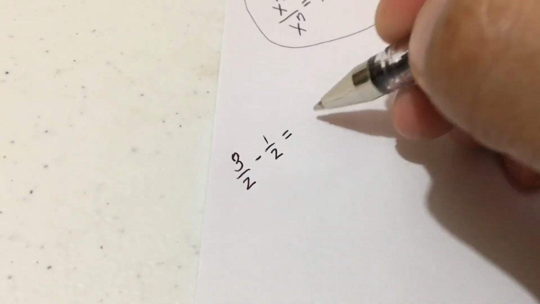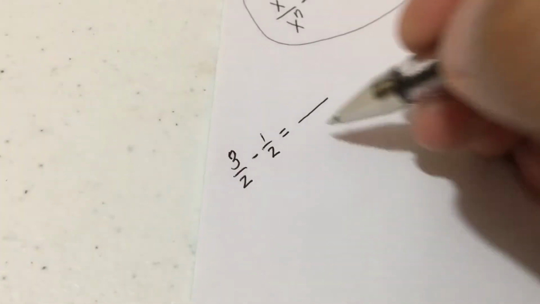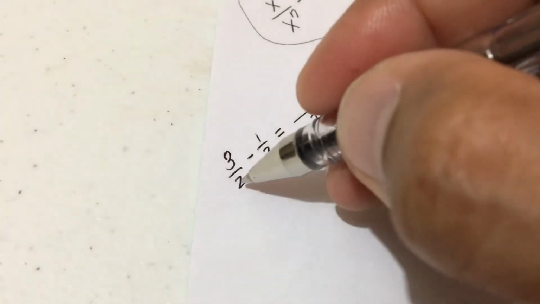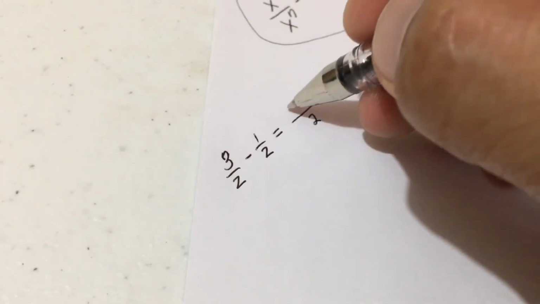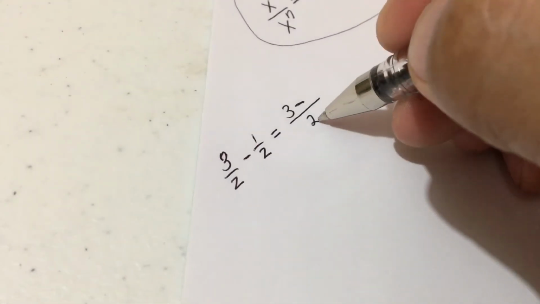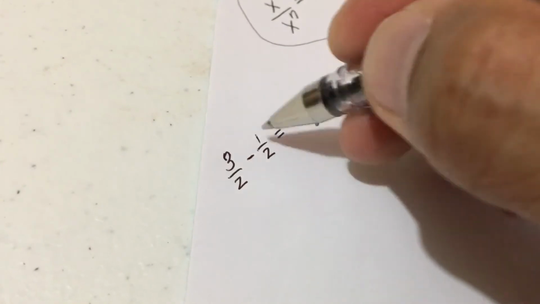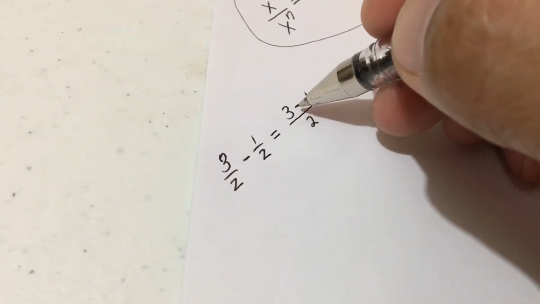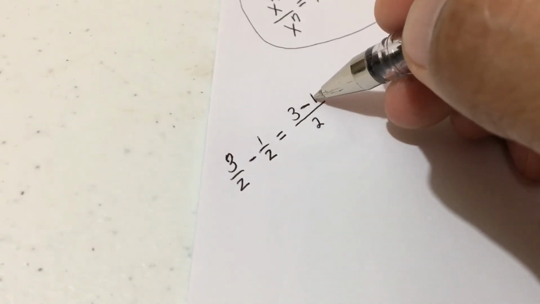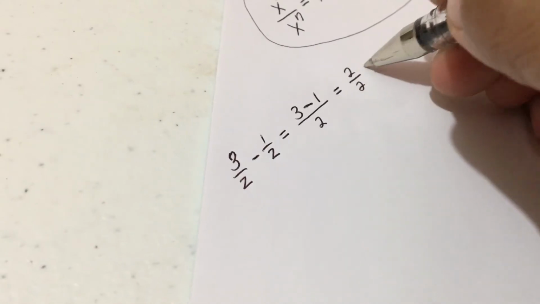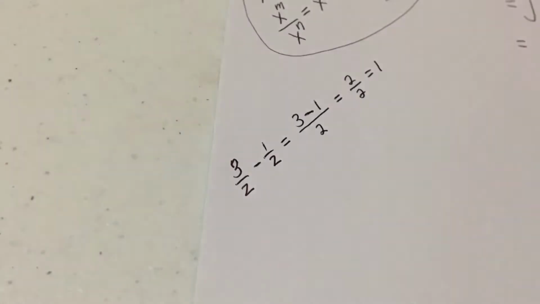So this is equivalent to, finding the LCD, which is 2. 2 divided by 2 is 1, times 3 is 3, minus, so this is minus also 2 divided by 2, 1 times 1 is 1. So this is 3 minus 1 equals 2, divided by 2 equals 1.